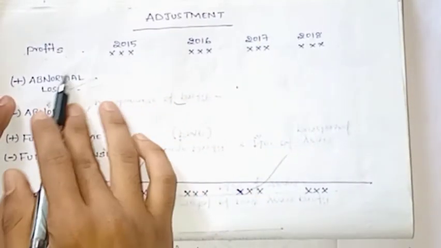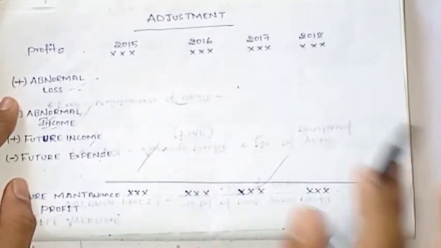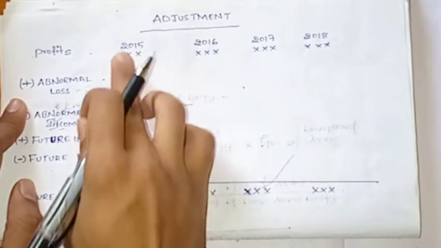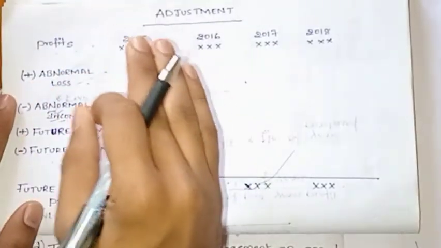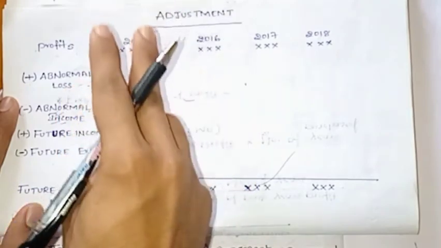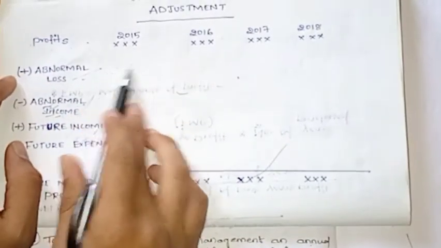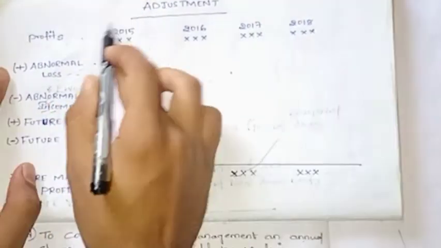You have to add the abnormal losses which happened in the past years. For example, let's try to understand that. In 2015 there was a loss by fire. Let's say 8 lakh profit happened in 2015, but 2 lakhs of loss happened because of fire. So you have to add that loss by fire of 2 lakh, and correct the profit of 2015 from 8 lakh to 10 lakh.